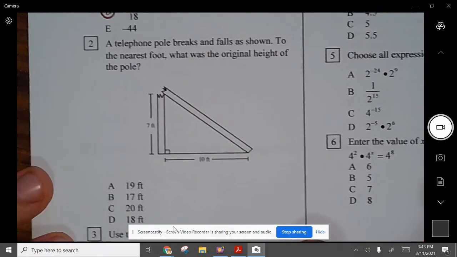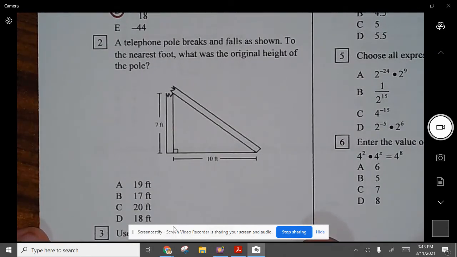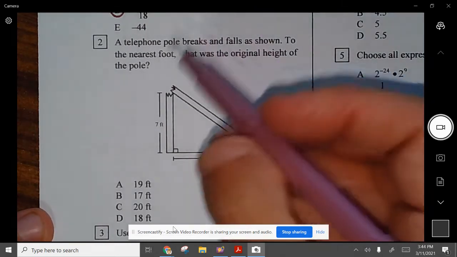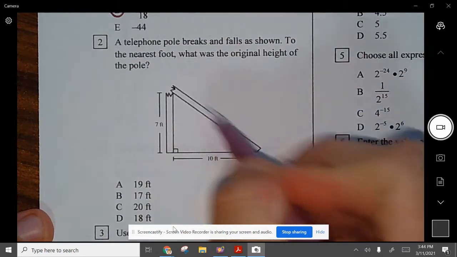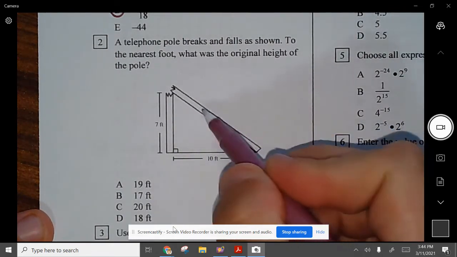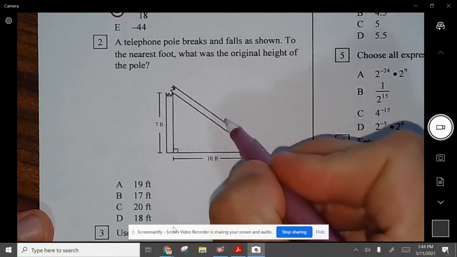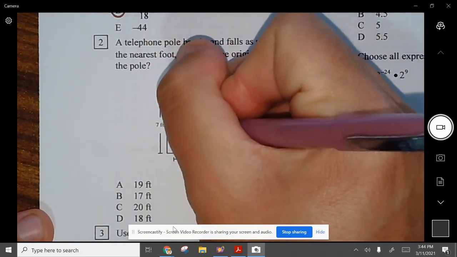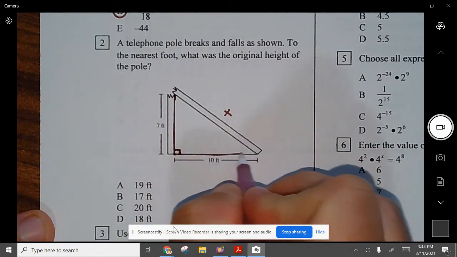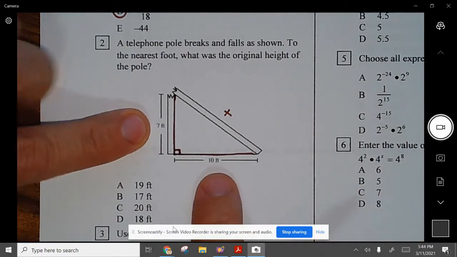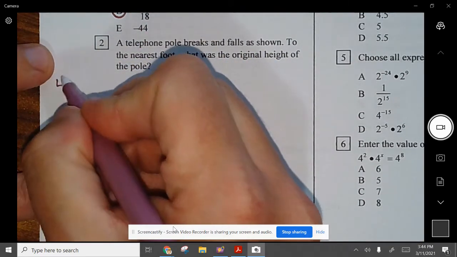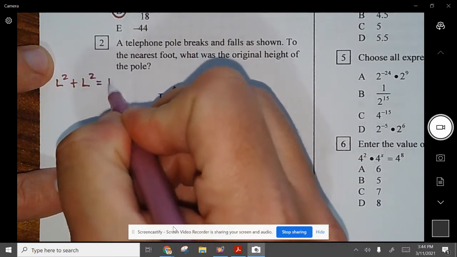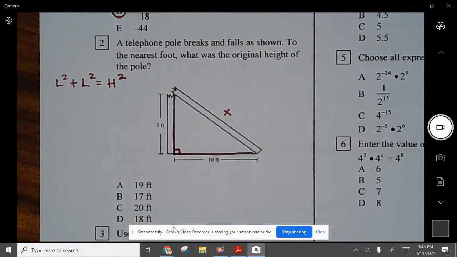So what about this next one? A telephone pole breaks and falls as shown to the nearest foot. What was the original height of the pole? So this is a great visual. Can you see the pole? It fell, and now it creates this kind of like, you know, hypotenuse, if you didn't notice it. Why are these our legs? Do you see my right angle? Do you see the L? Those are our legs. Remember the formula: leg squared plus leg squared equals hypo squared.